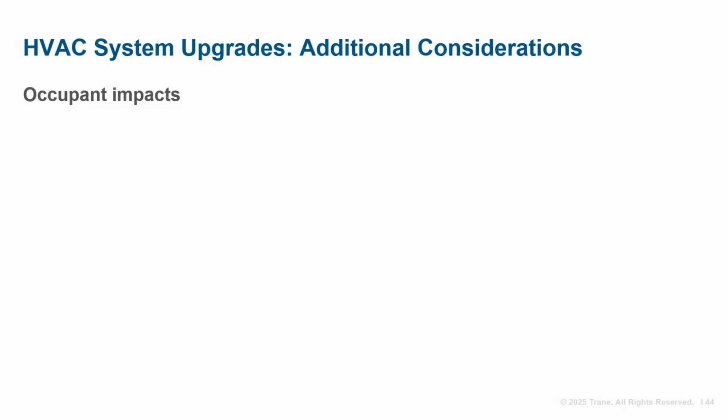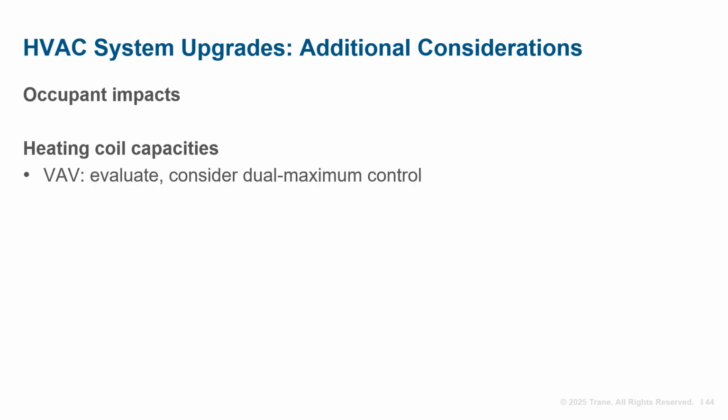It may be undesirable to disturb occupants during an upgrade, so swapping VAV boxes might not be a possibility. Another consideration is heating coil capacity. Existing coils in the air handlers and VAV boxes may be designed for 160 degree Fahrenheit or warmer supply water temperature. The air-to-water heat pumps cannot provide that same temperature. So coils need to be evaluated with a lower heating water temperature.